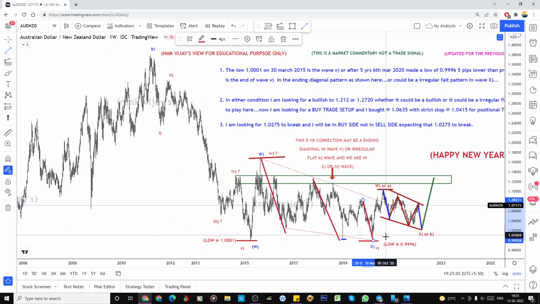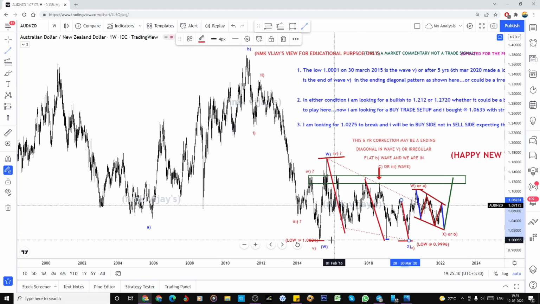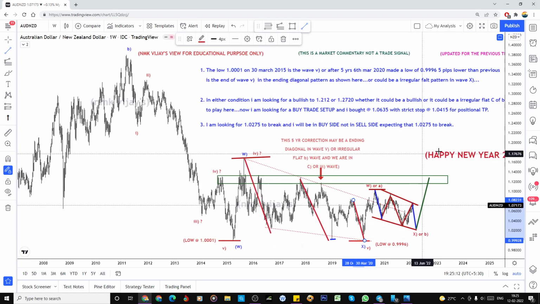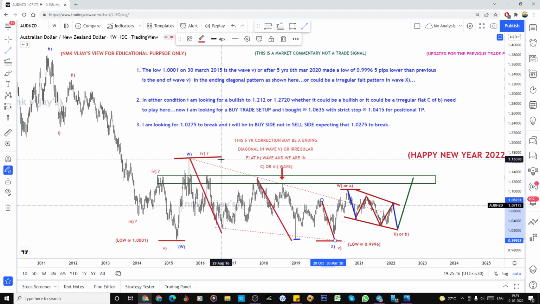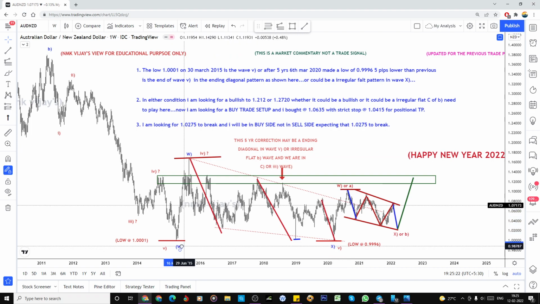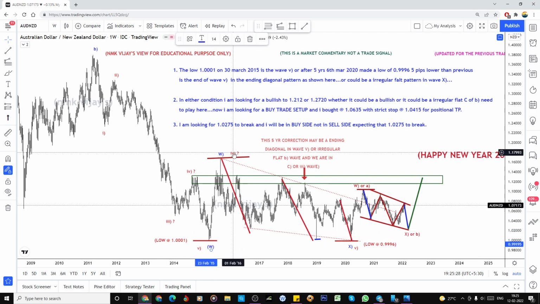That is why I have already considered whether this is a 1 2 3 4 5, so that means this is the W, and we are in that X wave, or it can make one more high to break above this. So whether this is the intermediate wave W, the closed bracket W, and this is the open bracket W. You need to understand whether the 4th wave and 5th wave have already ended, or this is the W and this is the X.